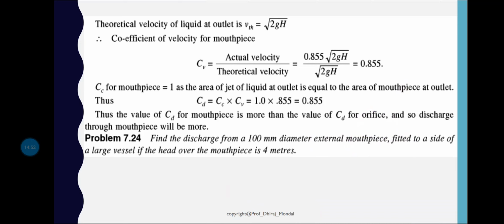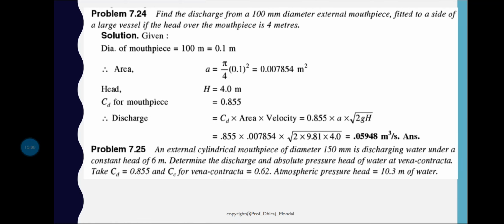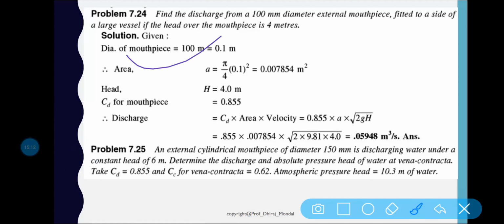Now let us consider this problem. Find the discharge from a 100 mm diameter external mouthpiece fitted to the side of a large vessel if the head over the mouthpiece is 4 meter. So basically the mouthpiece diameter is given, 100 mm, so 0.1 meter. The area you can find out, head is your 4 meter, Cd for mouthpiece is 0.855.